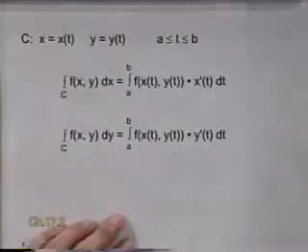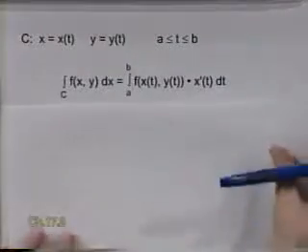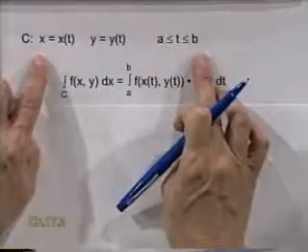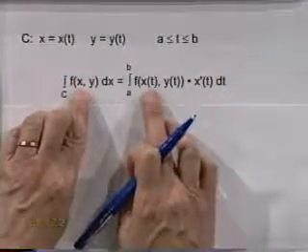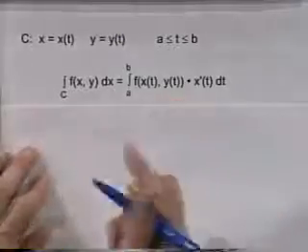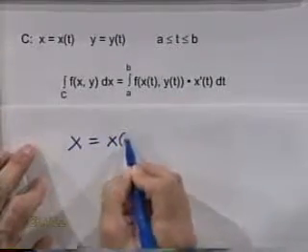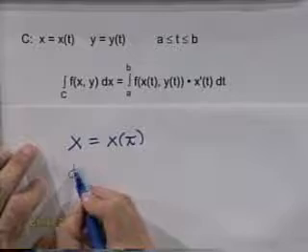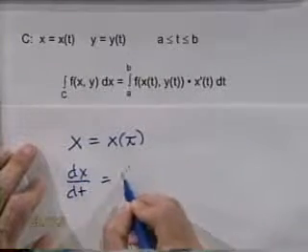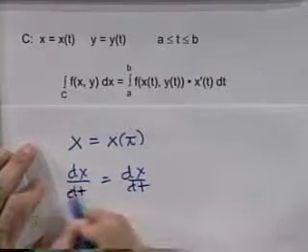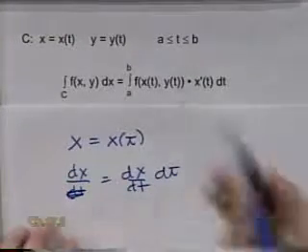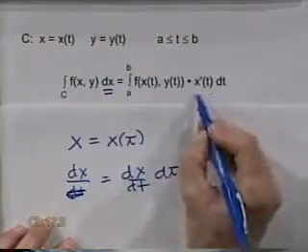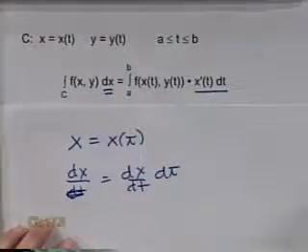Now, hands-on, how would I go about doing it? Very simply. If you're integrating with respect to x, you get your parametric representation for C: x equals x of t, y equals y of t. Where you see x, you replace it with x of t. Where you see y, you replace it with y of t. And since x is a function of t, dx/dt is equal to dx/dt. Multiply through by dt on both sides: dx is equal to dx/dt times dt. So dx you replace with x prime of t times dt.